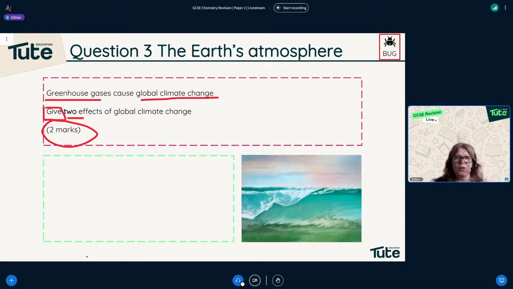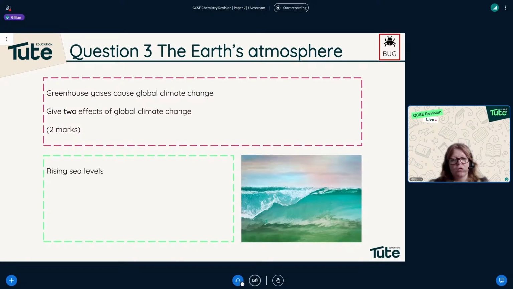So, we need to give 2 effects of global climate change for 2 marks. So, rising sea levels, extremes of weather. So, for example, more severe and frequent storms. And I'm going to give you a little extra answer here as well. We only need to write down 2, but I'm just going to give you a little bonus answer. Loss of habitat. So, habitat is a place where plants and animals live, and these can be lost.